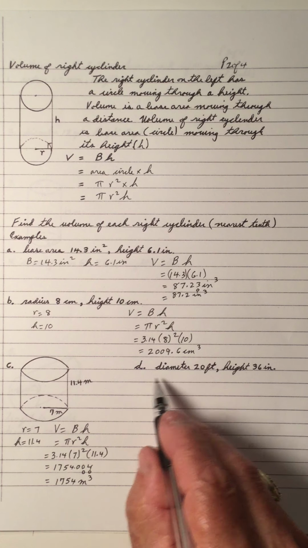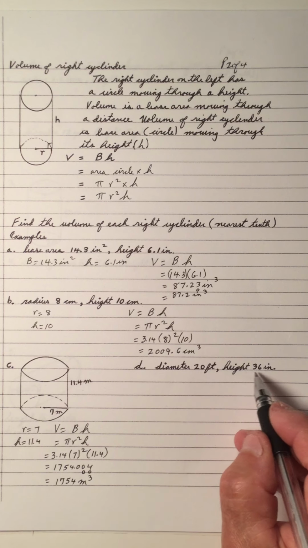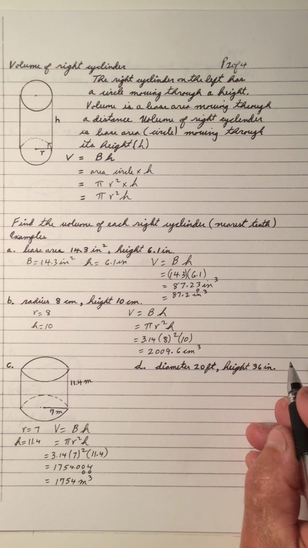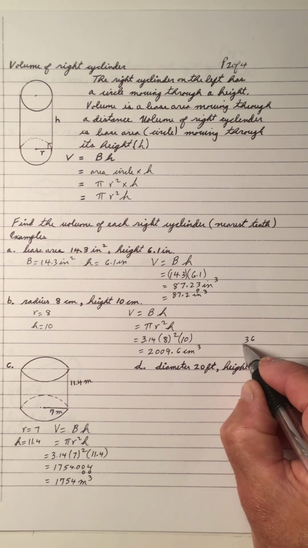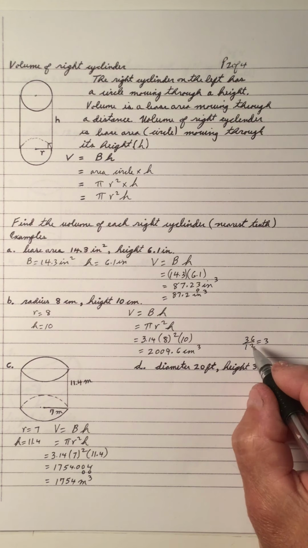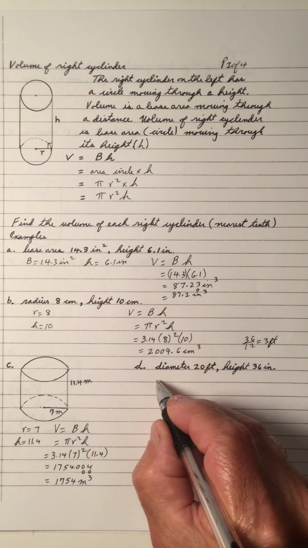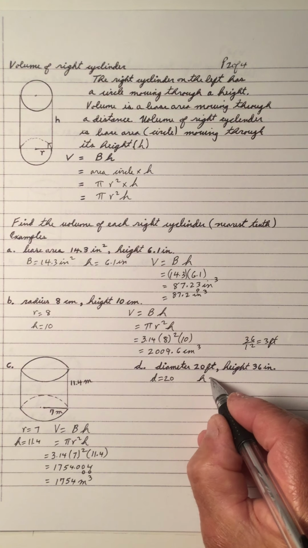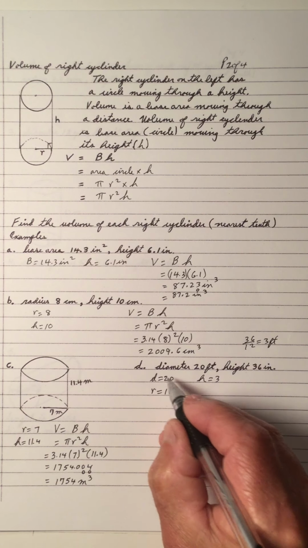And D, we have another one to do. We have a cylinder with a diameter of 20 feet and a height of 36 inches. Now notice we have 20 feet and 36 inches. So let's take the 36 and divide by 12, because there are 12 inches in a foot. So 12 into 36 gives me 3 feet. So the diameter is 20 and the height is 3. That means the radius is going to be 10.